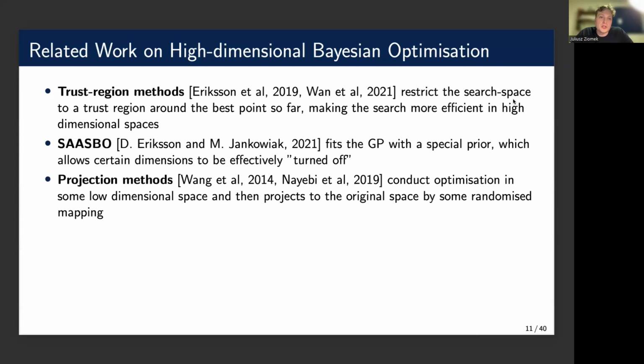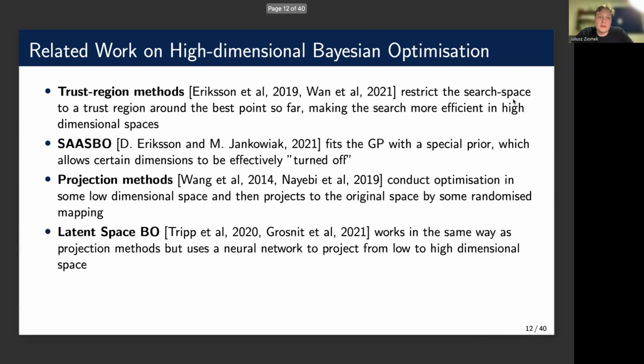Another line of work was projection methods, which devised some projection scheme that allowed the algorithm to conduct the optimization in a much lower dimensional space, and then project it to the original space through this mapping. Another flavor of this method is latent space BO, where this mapping was a neural network that was usually trained in an unsupervised manner on a much bigger unlabeled data set.